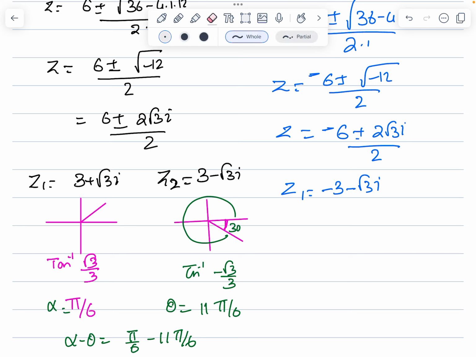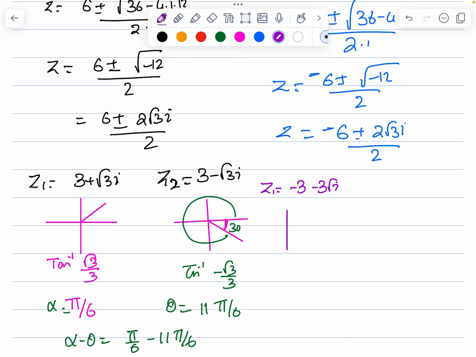so let me write it out in a smaller way so that I can create a space for this. z1 equals minus 3 minus root 3i. So over here, how does it look? It is in this quadrant. Both are negative, so this is 30 degrees. So this entire thing, tan inverse of negative root 3 by negative 3, it is 210. 210 means 7 pi by 6.